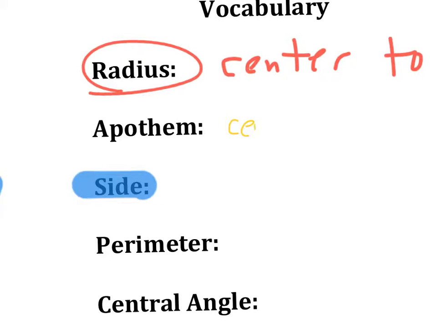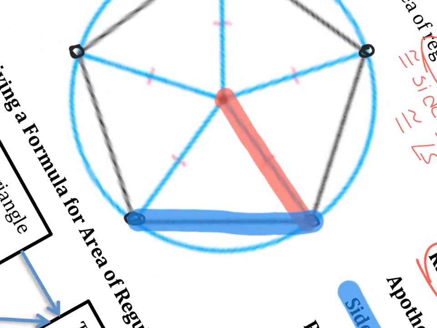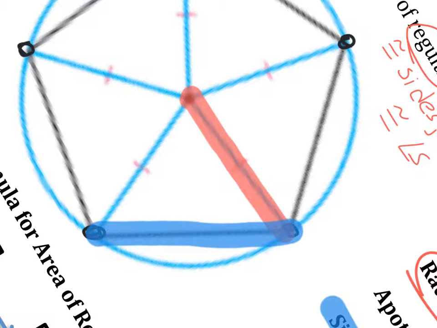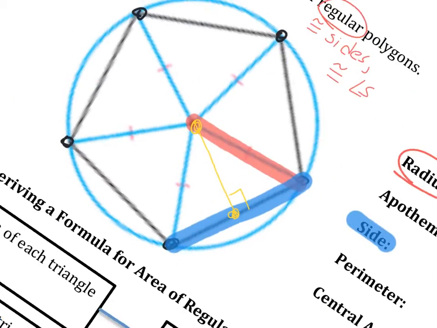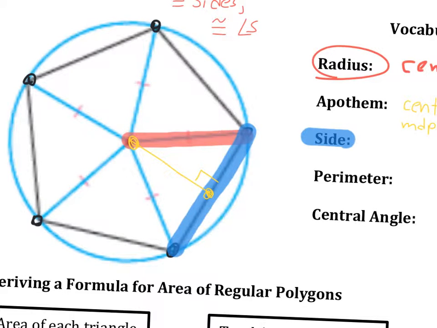goes from the center to the midpoint of the side. From the center to the midpoint of the side. No apothems are drawn yet, so let me show you where that would be. So from the center here to the midpoint there, and in a regular polygon, the apothem will always be perpendicular to the side. So there is your apothem.